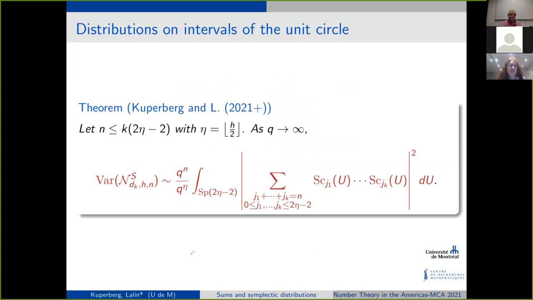Okay, and with this, we also have a very similar result, expressing the variance in the q to infinity limit as an integral of symplectic matrices, again with our friend, the sum of the Schur coefficients.